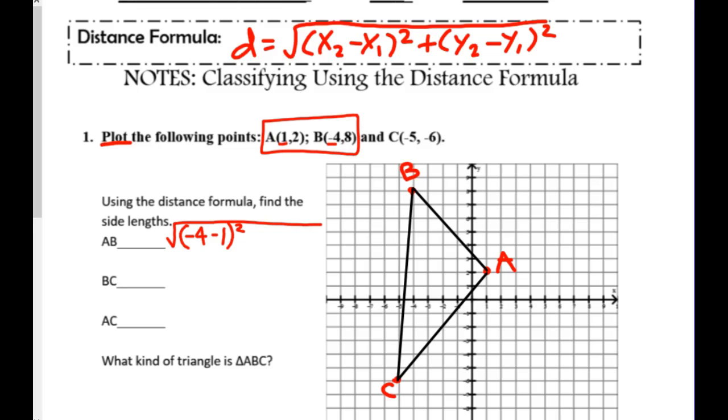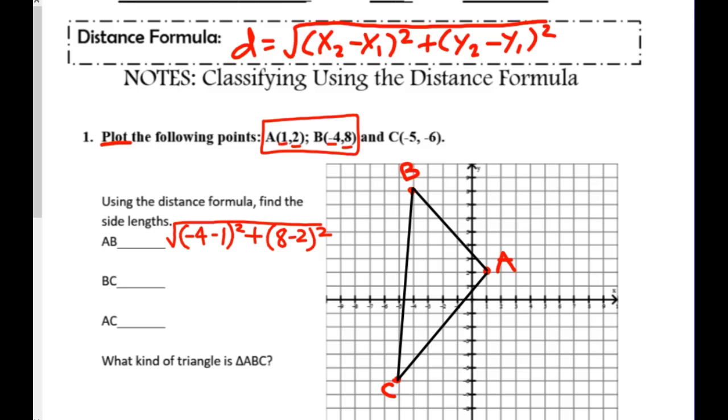Plus, and now same thing for the y's. y2 is 8. y1 is 2. That's 8 minus 2, squared. Okay. So I always write out my equation. I did that. And now I'm going to take that to the calculator.